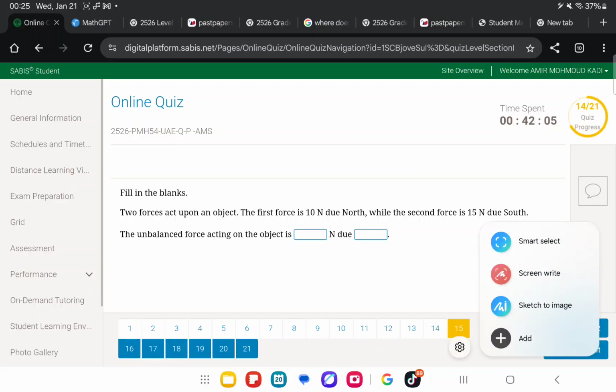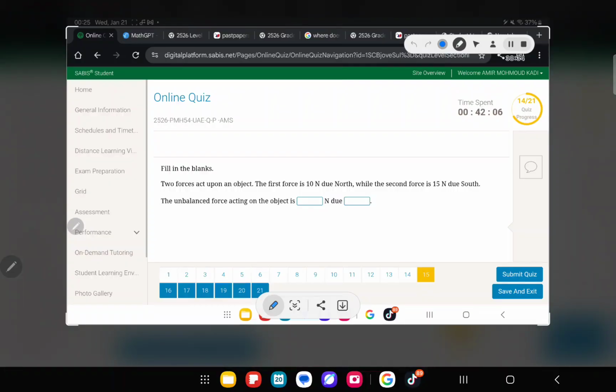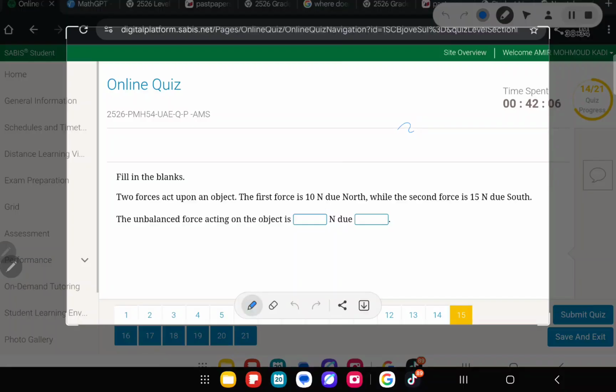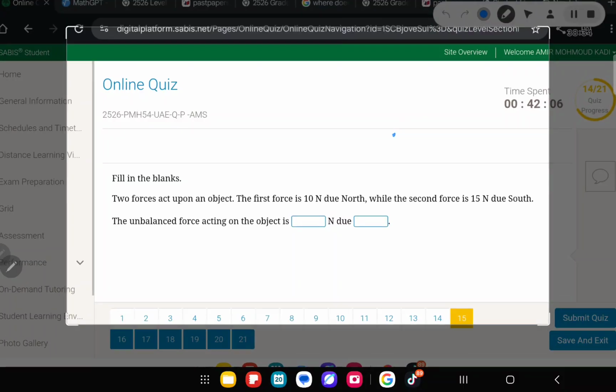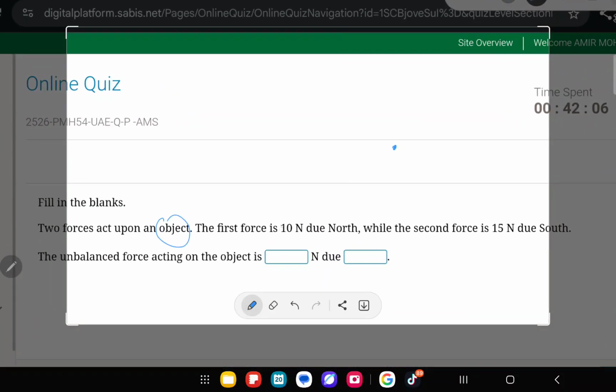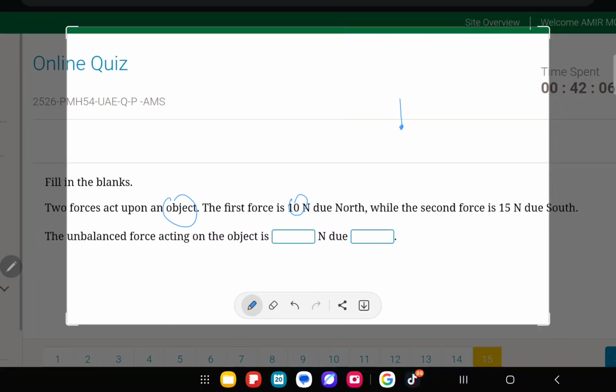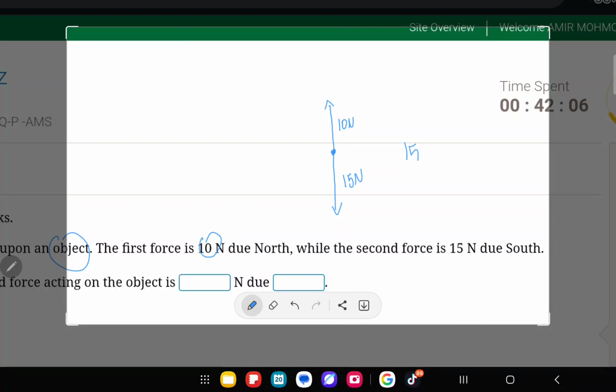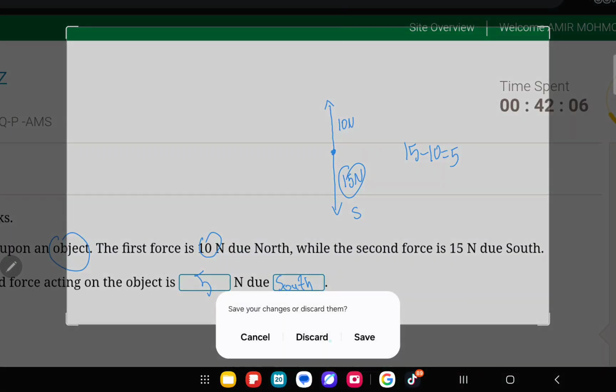We have just, actually I'll just do it like this. Here. We have a particle. We have a particle here, as an object, I mean. 10 newtons north. And 15 newtons south. Now this is simple. We must just do 15 minus 10, which is 5. And since the greater force is over here, it's in the south, so it's due south. 5 newtons due south.